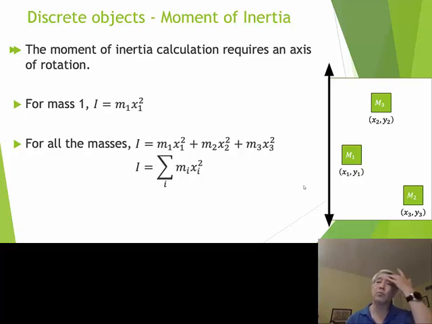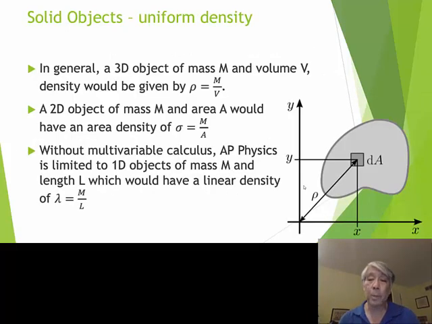That's going to be important because remember, calculus is going to be the summation of all these little discrete objects, in the limit as the number of objects goes to infinity, or the size of them goes to 0 effectively. So let's take a look at calculating mass, moment of inertia, and center of mass for solid objects when the density is uniform.